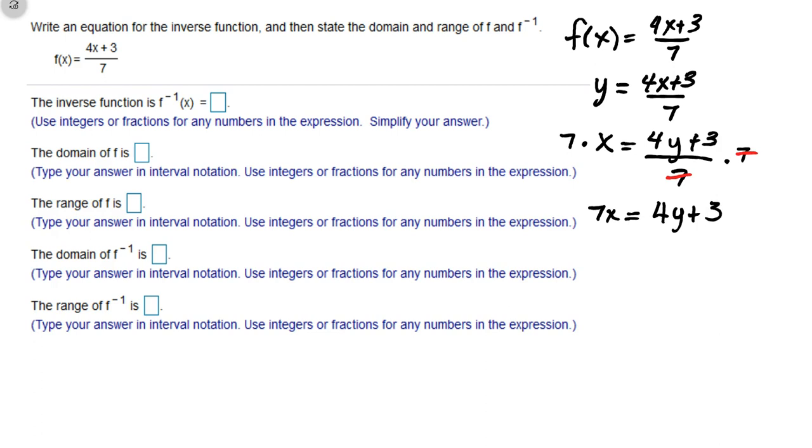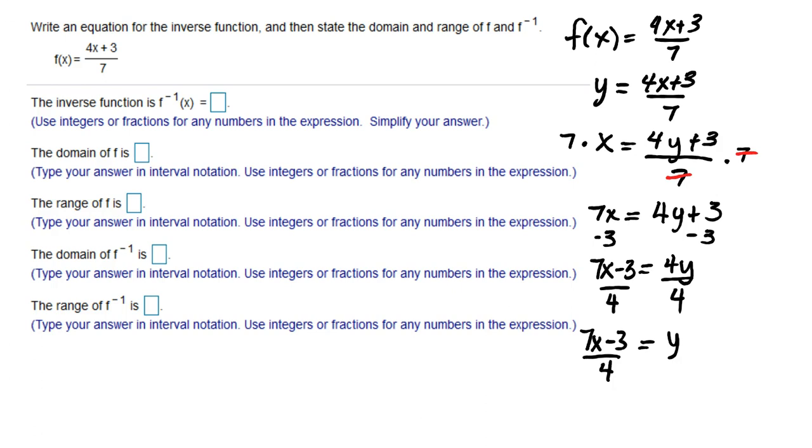Now, I'm still trying to get y by itself, so I subtract 3. That's 7x minus 3 equals 4y. Then I'll divide both sides by 4, and I have y equals (7x minus 3) over 4. Let me correct my 4 there. It looked like a y. So this is the inverse of f. We use the symbol f with a -1 to represent the inverse. So that's (7x minus 3) over 4.